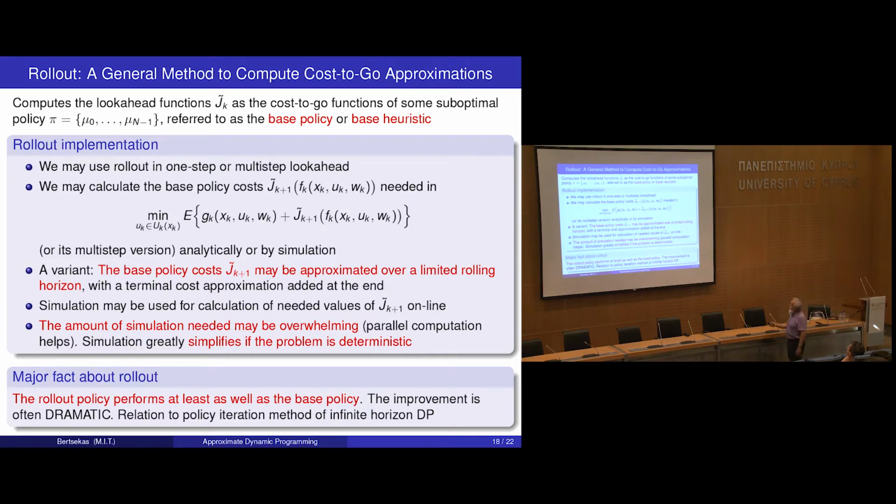And the reason why this property holds is that rollout relates to the method of policy iteration from infinite horizon dynamic programming. Basically, rollout is one step of policy iteration. I'm not going to go into policy iteration, but what I want to impress on you is that there's a theoretical reason why rollout performs consistently well and often well.